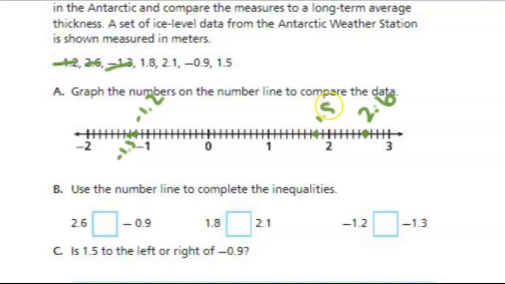If I'm going too fast for you, you can always pause it and replay it. 2.1. Negative 0.9, and 1.5.